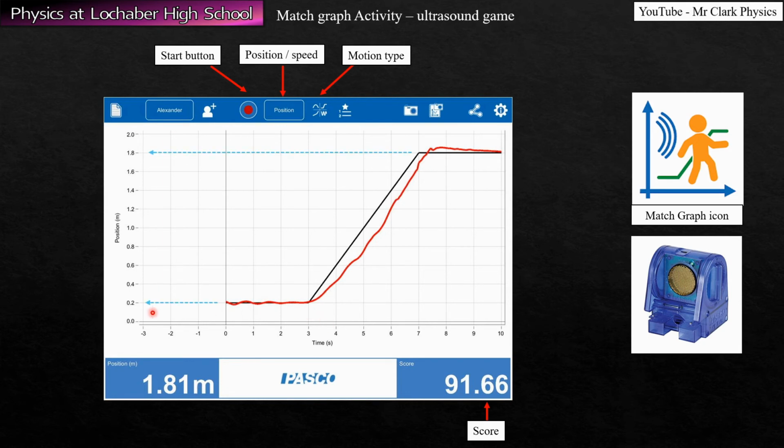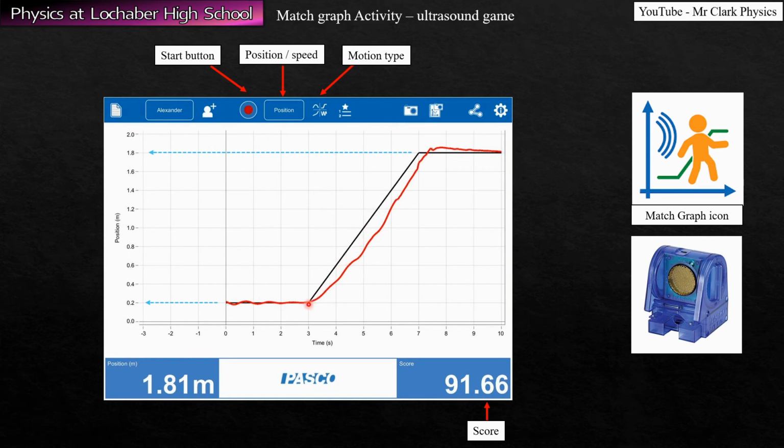So here what it says is, you get 3 seconds to get into position, it counts you down, and then you've got to copy. To begin with, you should be 0.2 meters away, or 20 centimeters away from the sensor. So you have to get in position. Then it tells you that for the first 3 seconds, your position should stay the same. You should stay put. But after that, you have to start moving. And the distance you're at, or the position, is going to get bigger and bigger, which means you have to move further away.